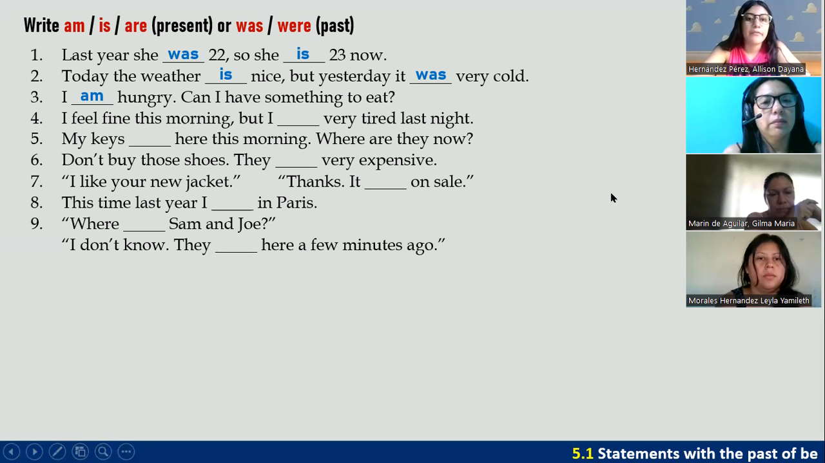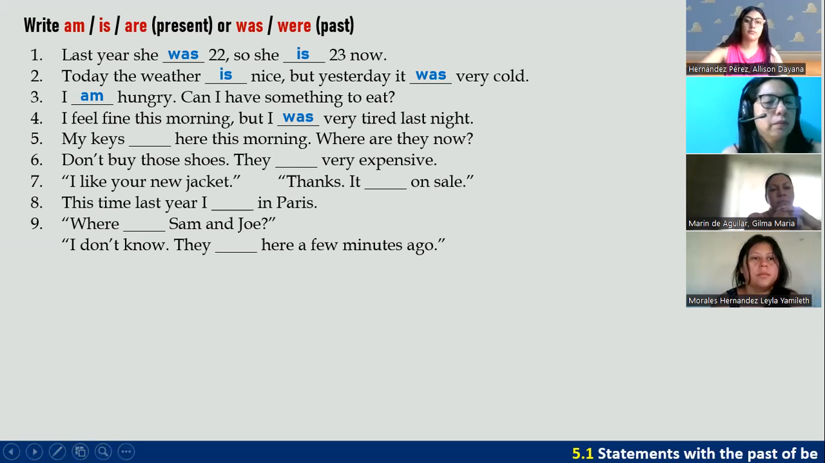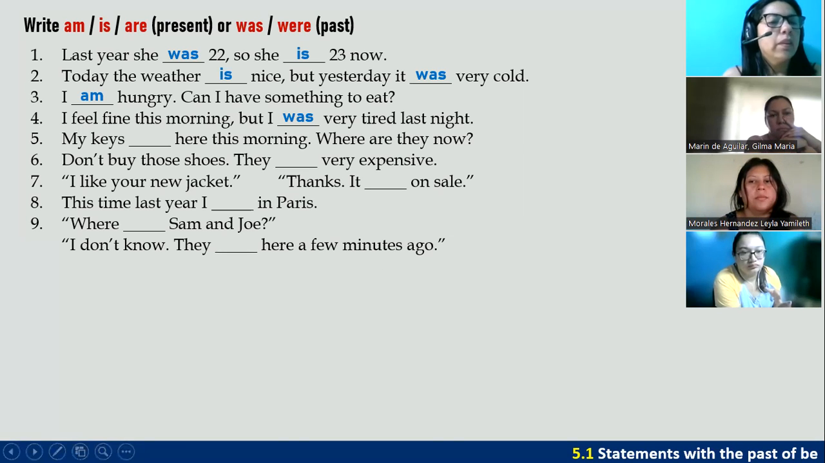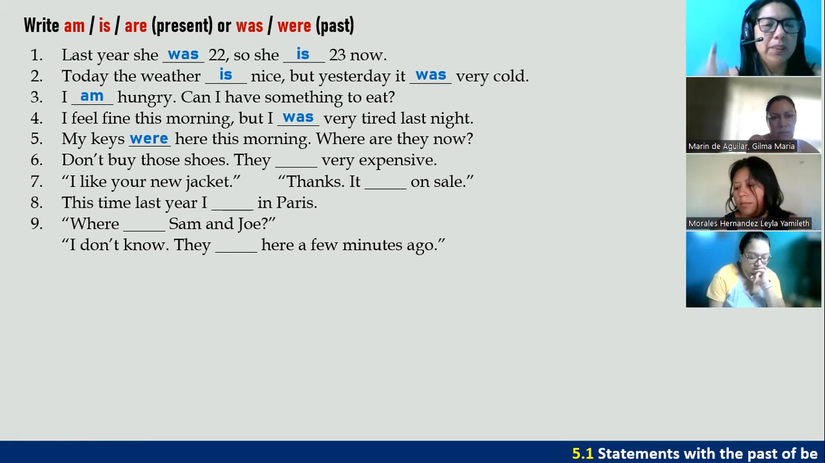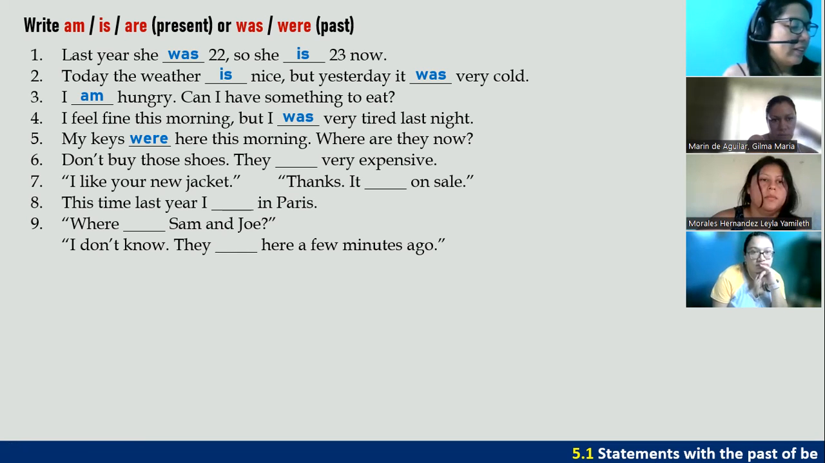I feel fine this morning, but I was very tired last night. Correct. Thank you very much. Number five, Glenda. My kids are here this morning. Where are they now? Are they here this morning? My kids are here. Es are porque es plural, ¿no? Ah, no. My kids were here this morning porque ya pasó. Sí, yes. Perdón. Y pregunta, where are they now, right? Because I cannot see them. Mm-hmm. Very good.